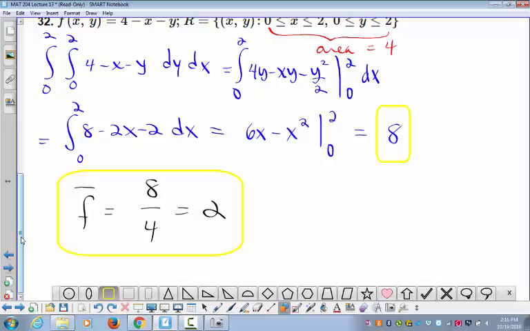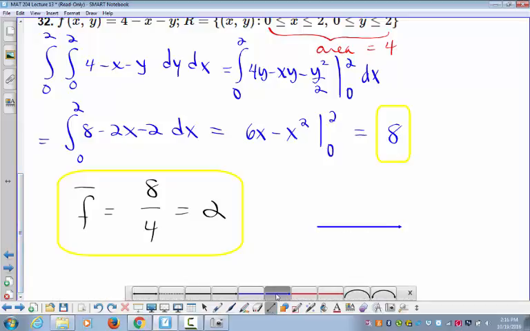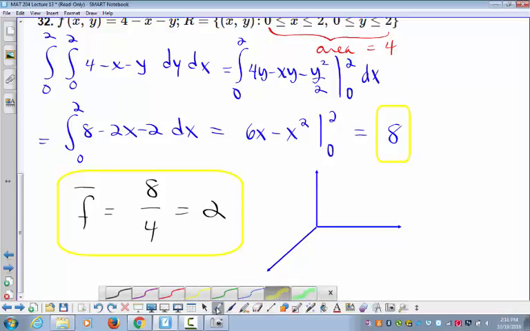Let's just take a look at what this is representing. This is a pretty easy one to visualize. This plane, what's the x-intercept for this plane? Let's start with z. What's the z-intercept? So the surface here is z equals 4 minus x minus y. The z-intercept is 4 up there. And then how about the x-intercept? 4. How about the y-intercept? 4.